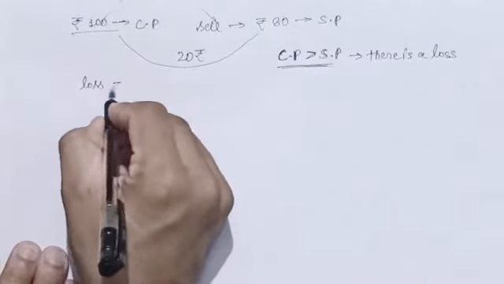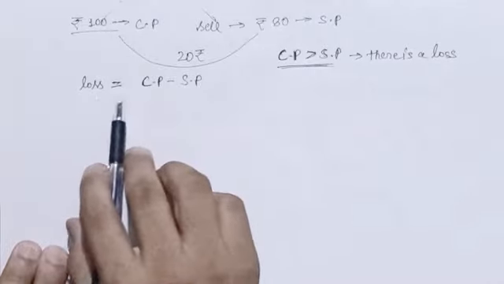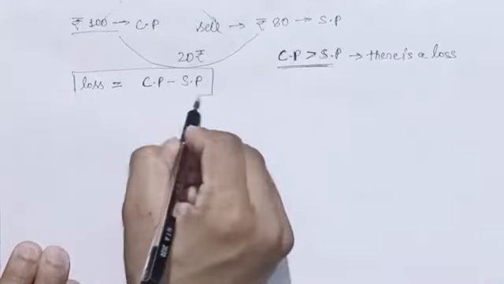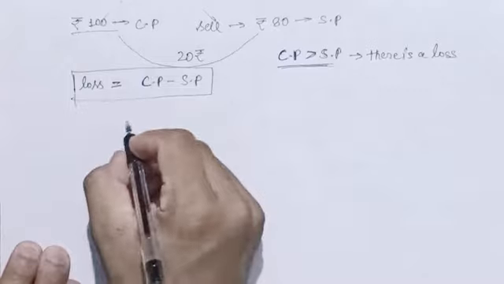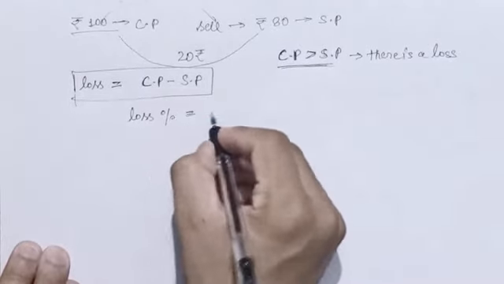Loss is calculated by the formula CP minus SP. CP minus SP gives the loss. So this is the required formula for calculating loss whenever we purchase an article such that its cost price is greater than the selling price. Now again, if there is a loss, then how do we calculate loss percentage? Loss percentage is calculated by the formula loss divided by CP, that is cost price, into 100. So this is the required formula for calculating loss percentage.